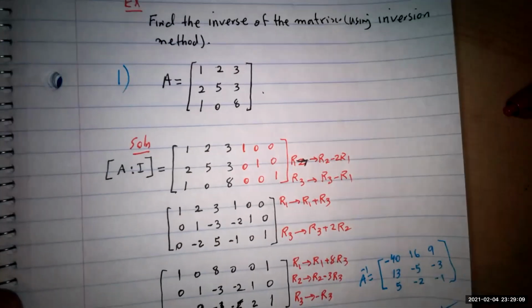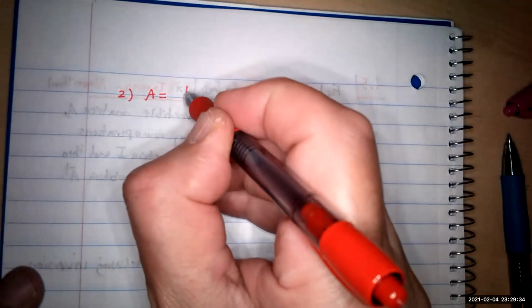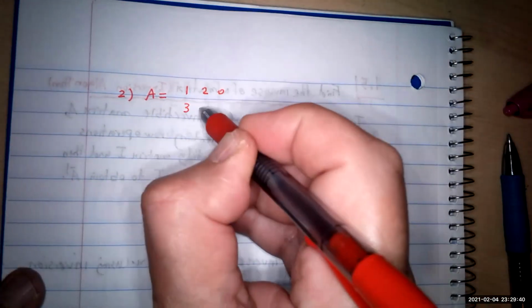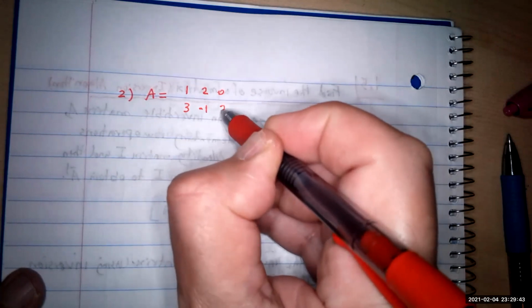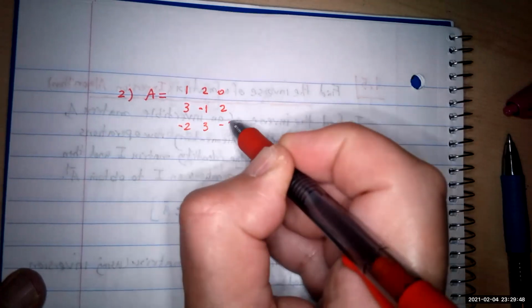You need example 2. Sometimes it may be impossible to convert a matrix A into an identity matrix. If you cannot do it, this means this matrix is not invertible. So you must have this second one. Okay, so how about this one? The matrix A is going to be equal to 1, 2, 0, 3, -1, 2, and -2, 3, -2.